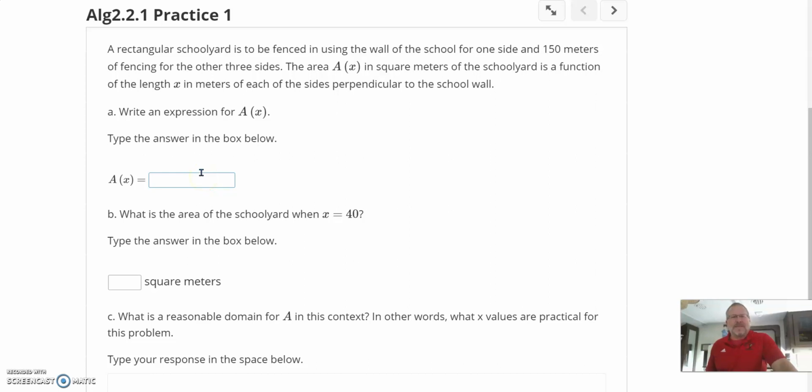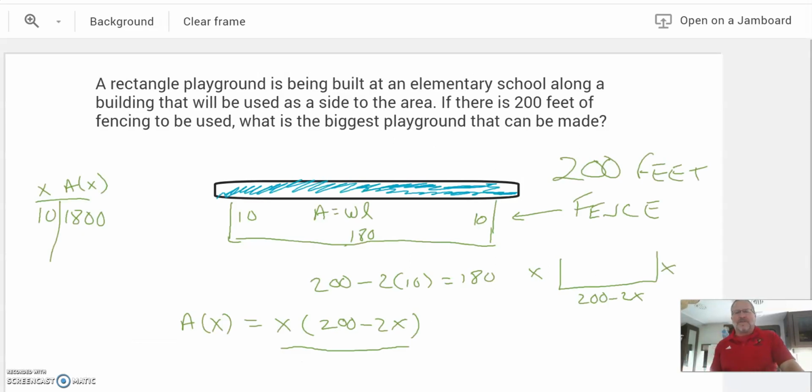So let me come back to my Jamboard to make sense of what we're doing. So now instead of 200 feet, you're going to come out X and X, X and X, and you only have 150 feet. So what is the leftover? Well, we got to take away the 2X lengths from 150.